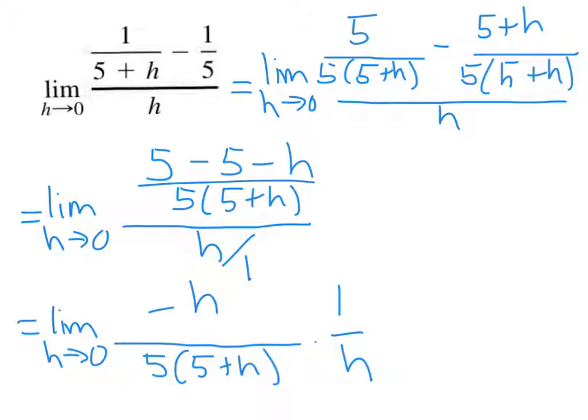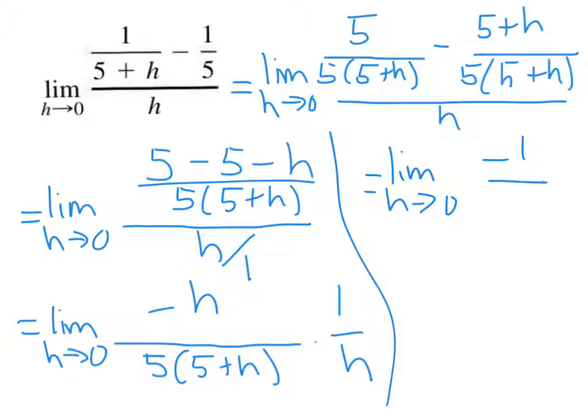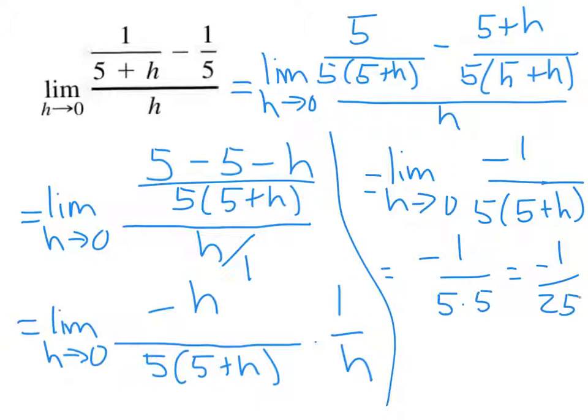So in this next step, make some room here, we have the limit as h goes to 0. We will have a negative 1 on top, and we're just left with the 5 times 5 plus h on the bottom. Okay, now we can plug in h equals 0. That will give us negative 1 over 5 times 5, or negative 1/25. And that's our answer.